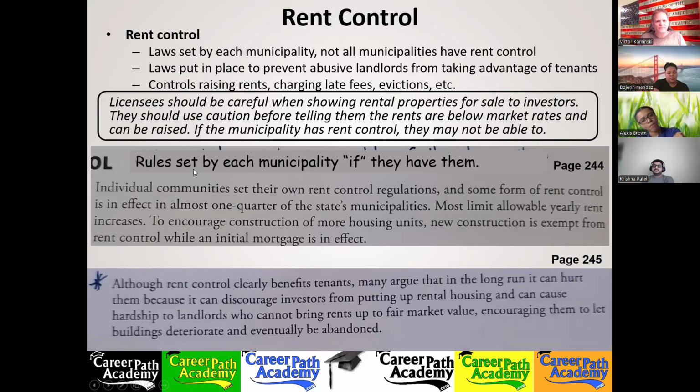So anyway, these rules are set by the municipalities if they have them. And although rent control clearly benefits tenants, many argue that in the long run it can hurt them, because it could discourage investors from putting up rental housing and can cause a hardship on landlords who can't bring rents up to fair market values, encouraging them to let the buildings deteriorate and eventually be abandoned.